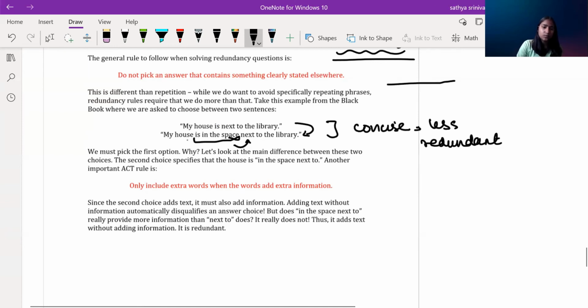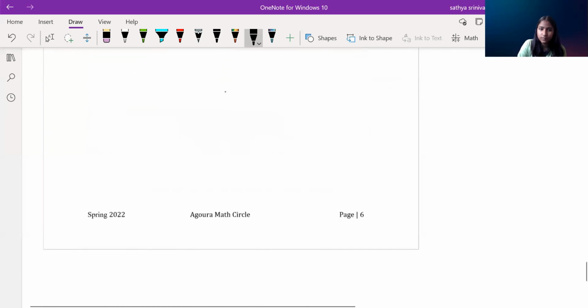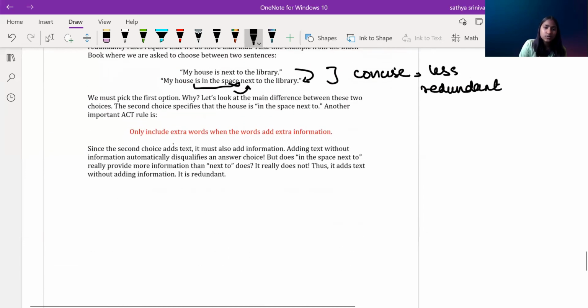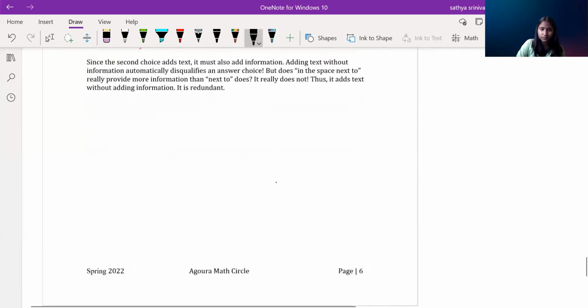So only include extra words when the words add extra information. Since the second choice adds text, it must also add information. Adding text without information automatically disqualifies an answer choice. Does in the space next to really provide more information than next to does? Not really, right? It's basically just another way to say next to. Since this doesn't provide any new information, it's redundant, less concise, and more wordy, right? So we know that's the wrong answer.